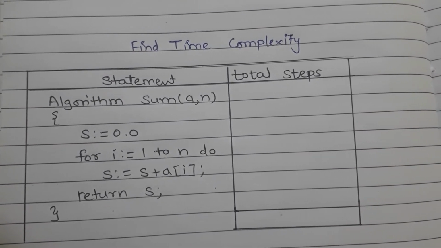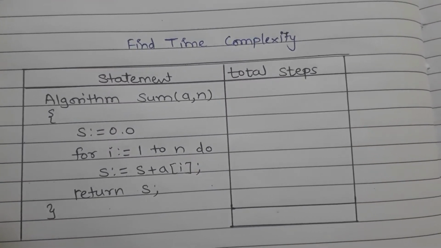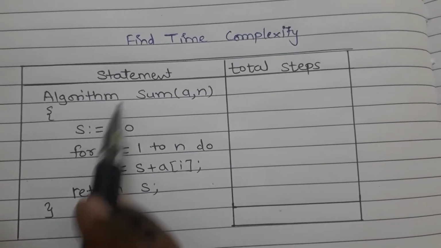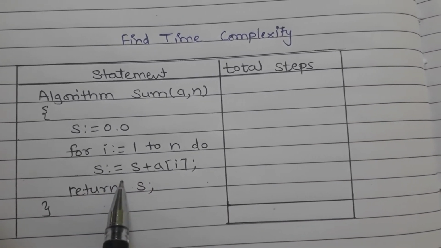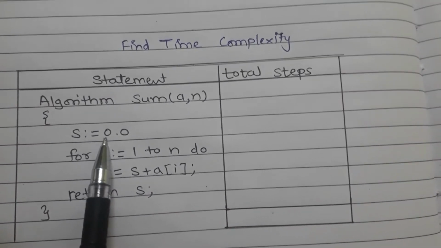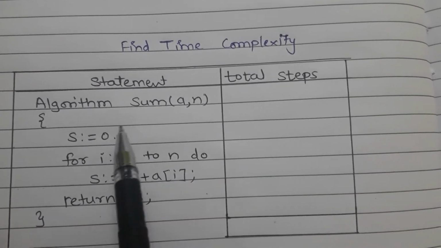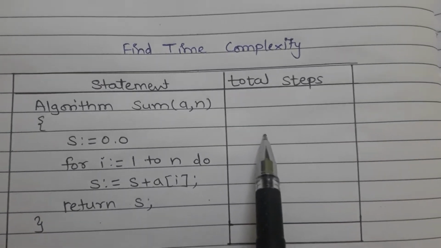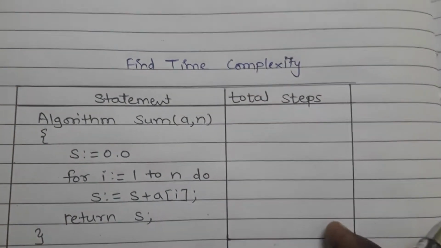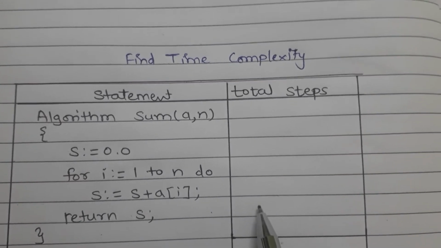In today's video, we will see how to find time complexity. Here we have a given code, and we have to find the time complexity for this code. To do that, we have to find out how many times each statement is executed. So here in total steps, we will write how many times each statement will be executed.